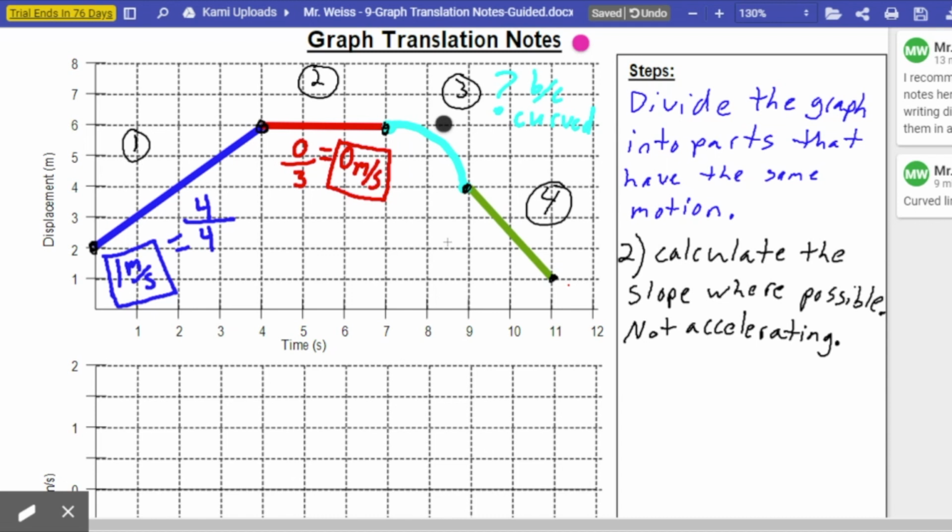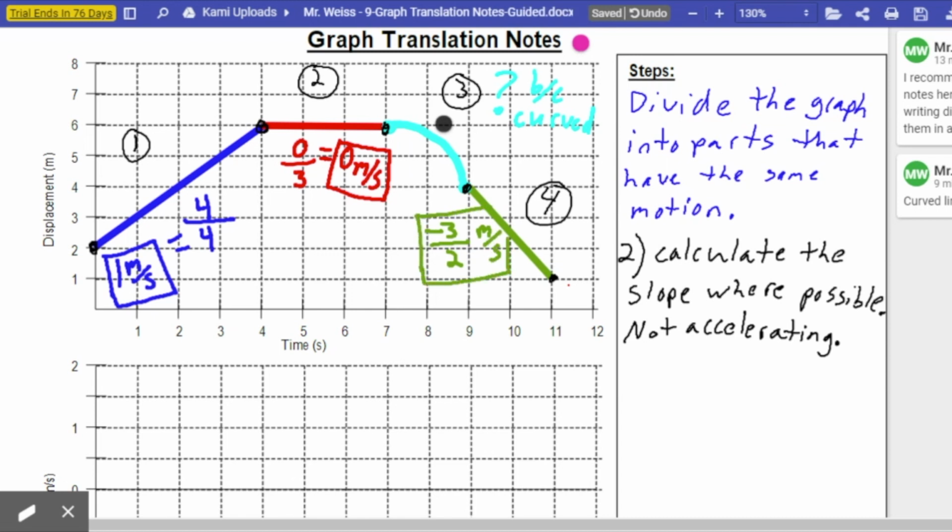Now let's take a look at line number 4, and over here we're going to notice that it's pointing downward, so that's going to give us a negative slope, and again we'll just count rise over run, down 3 over 2, that's going to give us negative 3 over 2. And again, slope has units, so that's going to be meters per second.